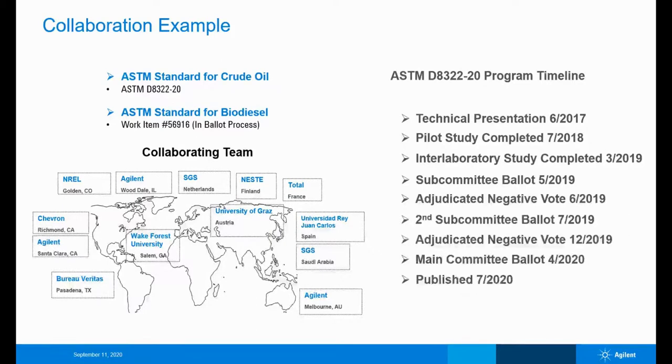However, one of the work items moved on to be published as D8322, and the second work item is still in ballot. And as of this moment today, I'm working on some negative votes at the main committee. So that gives you an idea of the challenge that we're up against when we're establishing an ASTM standard. And it can also provide some insight into the robustness of the process at ASTM.